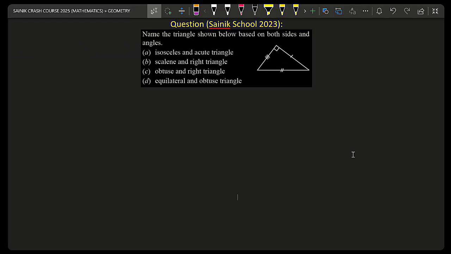You are saying scalene and right angle triangle. Can you explain why it is scalene? Sir, because all sides are not equal. Okay, no two sides are equal, or all sides are unequal. It is scalene. And why is it a right angle triangle? Sir, because there is one right angle. Yeah, one, the symbol for a right angle. So it is scalene as well as right angle triangle. So no process required. It is option B.